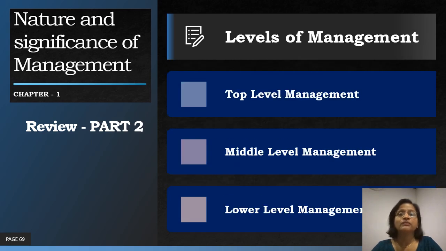Next, we learned what the levels of management are. In that, we learned top level management, mid level management, and lower level management.